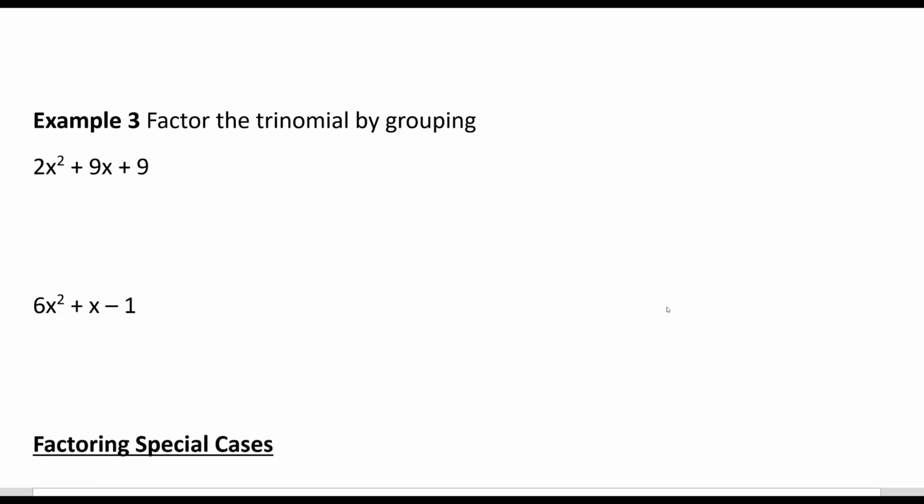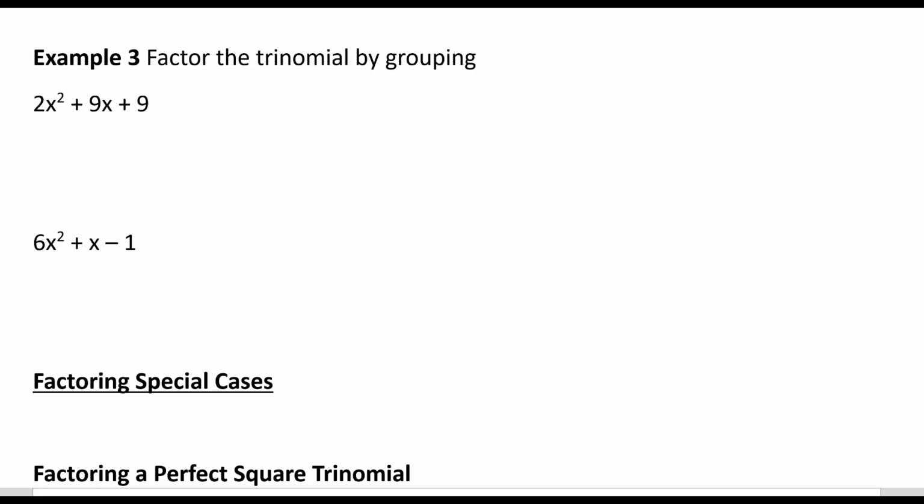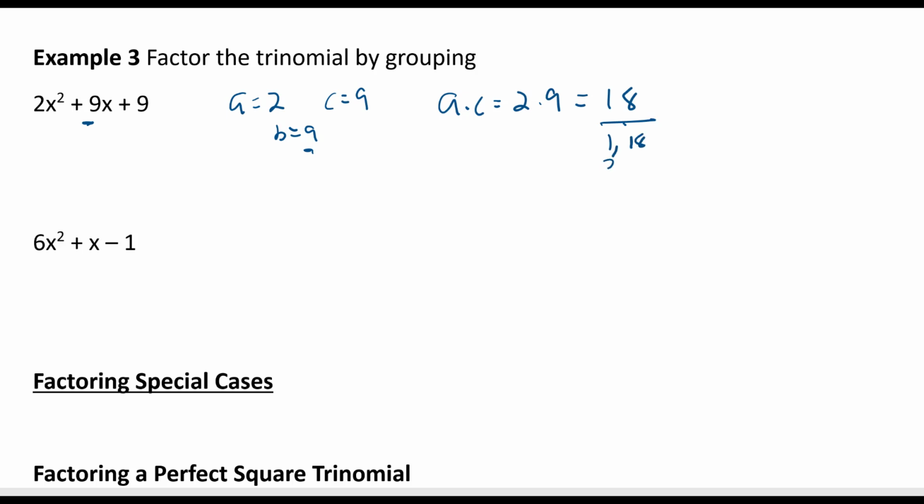So we've got a couple problems here. Let me move up so we can use more space. A in this case is 2 and C is 9, and by the way, B is 9 as well. So we're going to look at A times C, which is 2 times 9, which is 18. Now we want factors of 18 that add to be 9, the B value. So we have 1 and 18, 2 and 9, 3 and 6, and that's the pair right there.